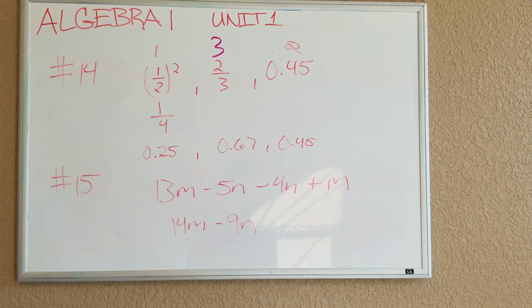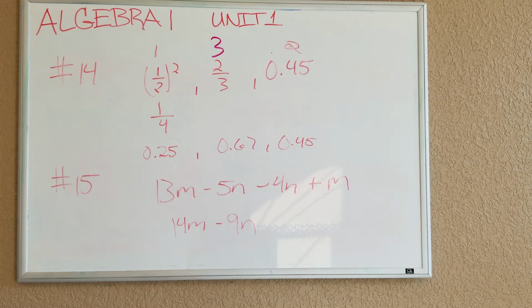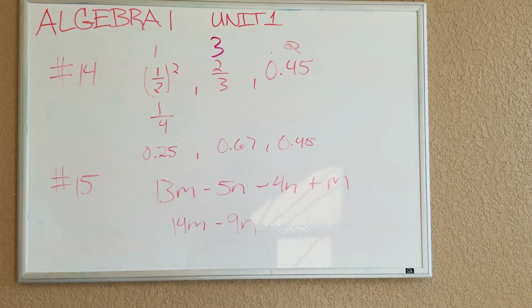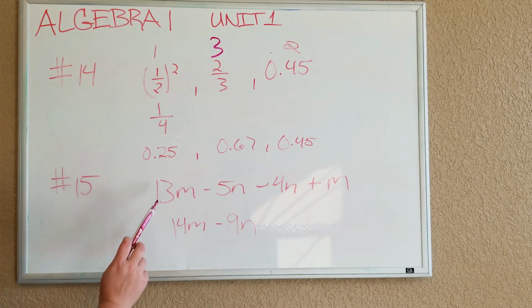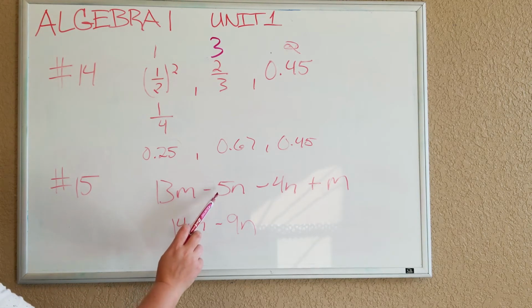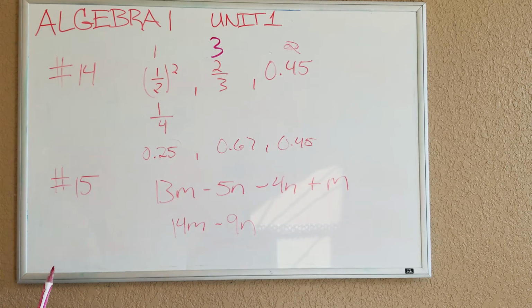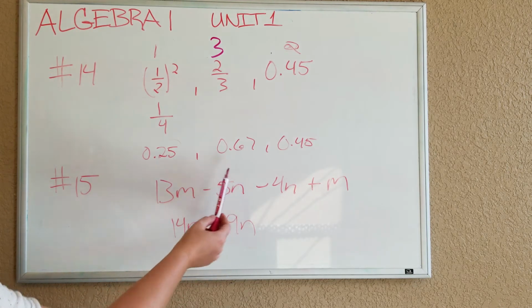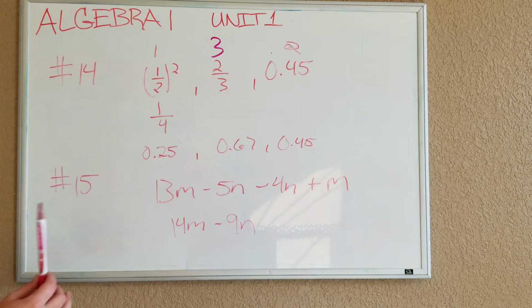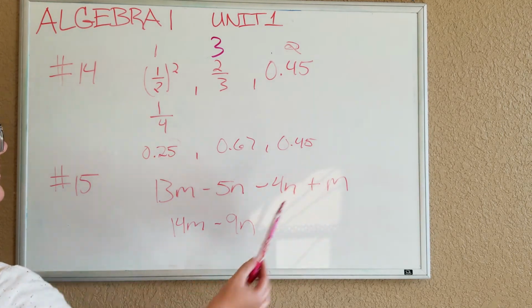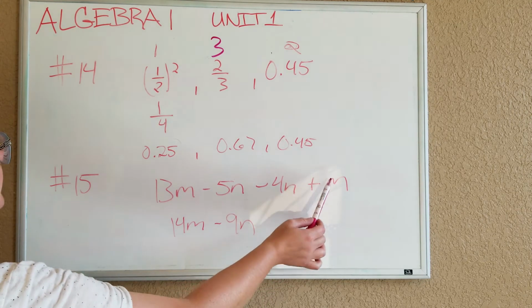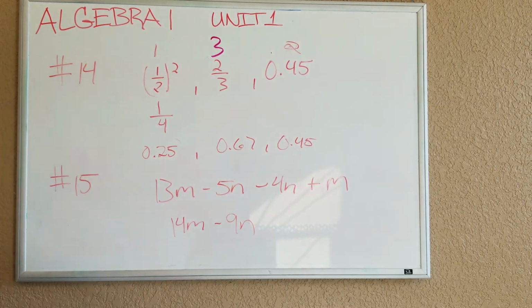All right, number 15, they want you to combine like terms. Combining like terms, you cannot combine 13m and minus 5n. You can't because this is an m and n, they're not alike. But you can combine the ones that are alike. You can combine 13m plus m. So this is actually 1m. You'll never see a 1 in front of a variable, but that's what it is.